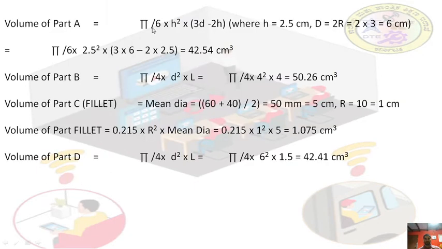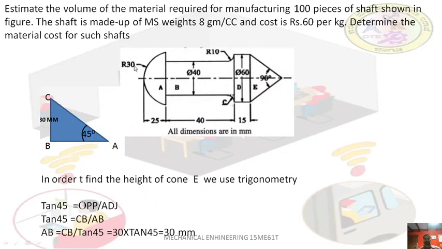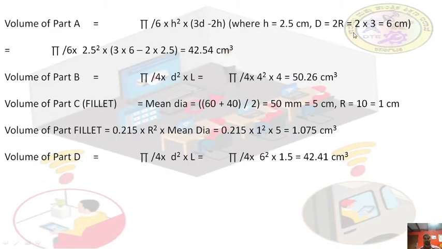So pi by 6, h square, that is 2.5 square, into 3d minus 2h. Diameter equals 2 times the radius. The radius is given as 3 centimeter, so 2 times 3 is 6 centimeters. So 3 into 6 minus 2 into h, which is 2.5 centimeter. So the answer will be 42.54 cubic centimeter.